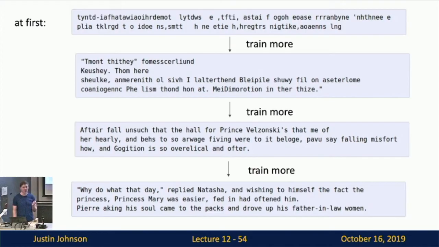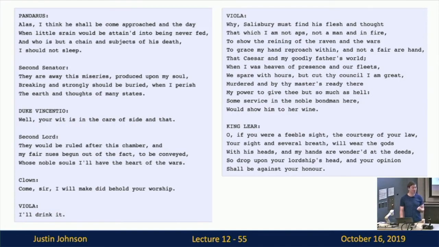And now you train this thing for a very long time and sample longer sequences, and it generates very plausible looking Shakespeare text. So you can see these look like stage directions, Pandreas. "Alas, I think he shall come approached, and the day with little strain would be attained into being never fed, and who is but a chain and subjects of his death. I should not sleep." So this sounds very dramatic. It sounds very much like Shakespeare, but unfortunately, it's still gibberish.